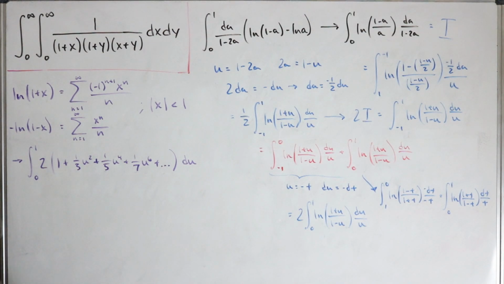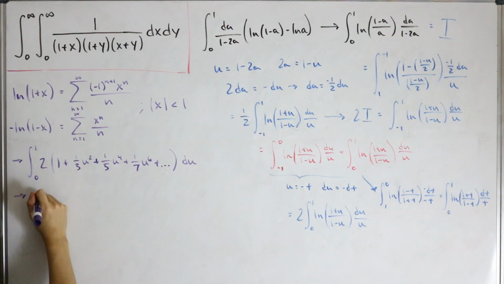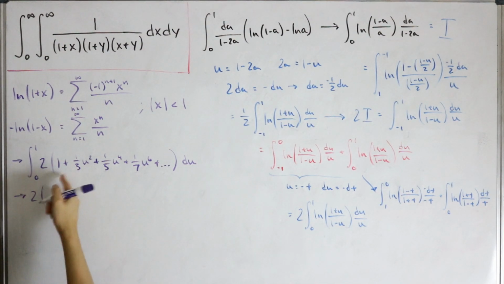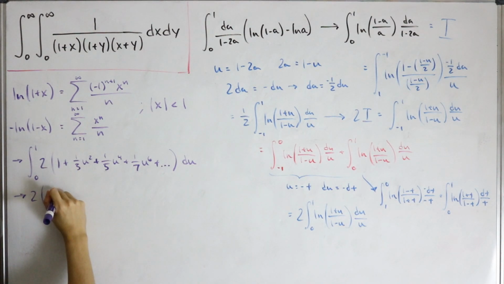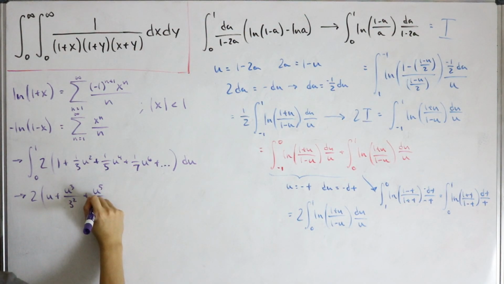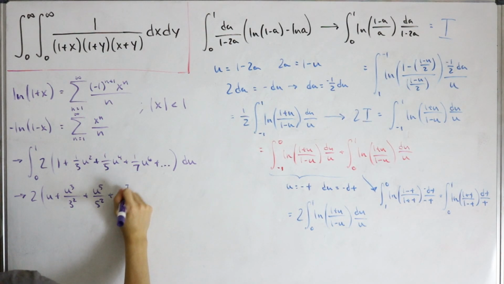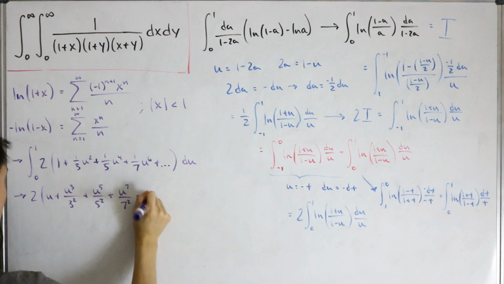And so what we can do now is the antiderivative is kind of easy. It's just term by term yet again, and it carries on forever and ever. So it's going to be 2 times the antiderivative of each, which is u, plus u cubed divided by 3 squared, then plus u to the power 5 divided by 5 squared, plus u to the power 7 divided by 7 squared, plus so on and so forth.